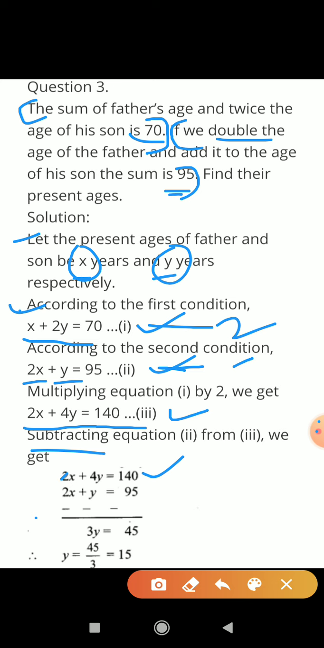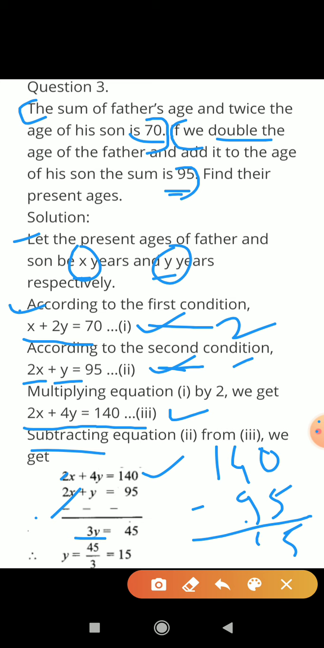So plus 2x and minus 2x get cancelled. Then 4y minus y, that is, y is nothing but 1y, so 4y minus 1y becomes 3y, and it is equal to 140 minus 95. So we have to do this subtraction, 140 minus 95. Here remaining is 5, then here remaining is 4, and here 1 gets cancelled, so 0. So the subtraction is 45. So 3y is equal to 45.